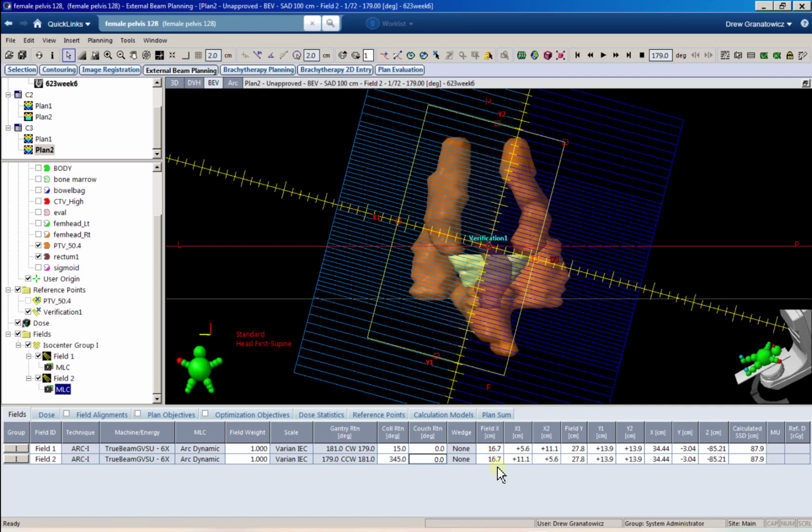I don't think you need to go all the way to 15 because, for instance, from this angle, X1 is going to close automatically because we have jaw tracking, right? So usually 16, 17, 18, something in there. Just kind of depends on the shape of your PTV.